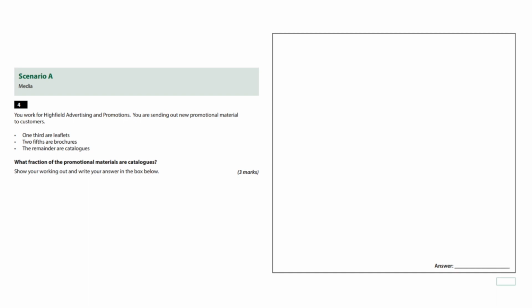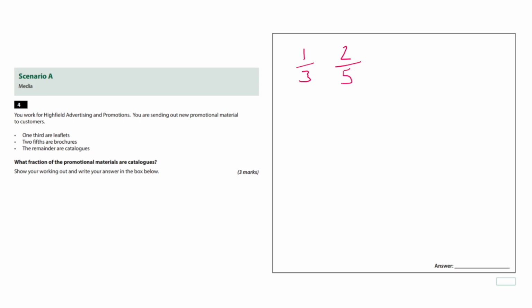So first of all, we've got some fractions there. We've got 1/3 and 2/5. So we need to find out how many catalogues there are as well. So what we need to do is add these fractions together, and then we can find out what remains to make a whole. Now to add fractions together, we have to make the denominators the same.